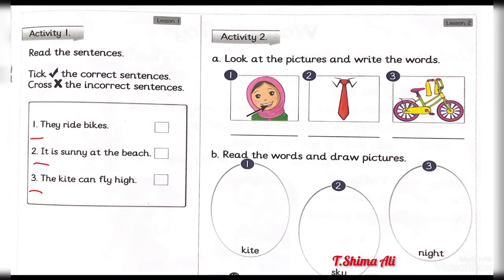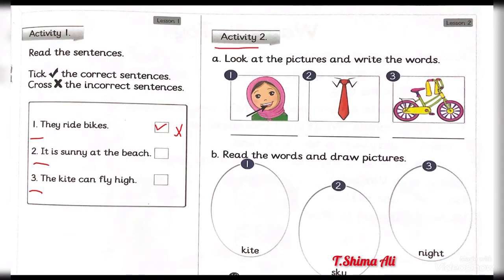They ride bikes. According to the text, Nasib and his sister, do they ride their bikes or bus or cars? Right or wrong? Choose one answer only. Number two, it's sunny at the beach. According to the text, is it sunny at the beach or windy or cloudy or rainy? What was the weather there at the beach? Is it a cross or right or wrong? Number three, the kite can fly high. According to the text, they were playing with their kite. Does it fly high or not? Draw a tick or a cross.